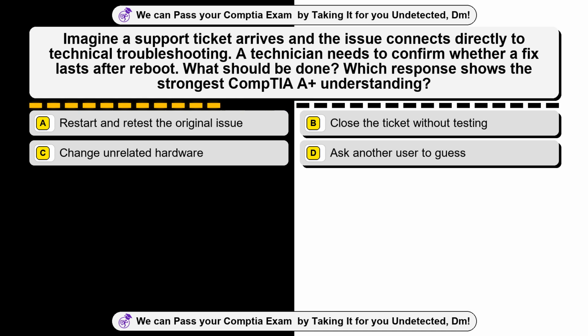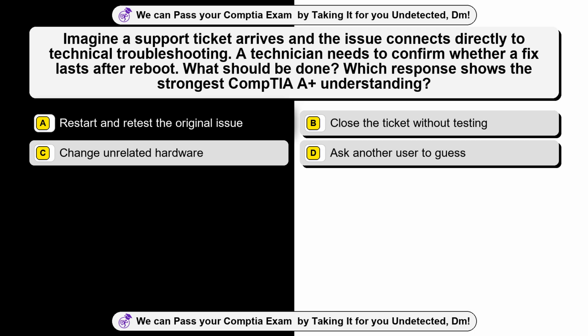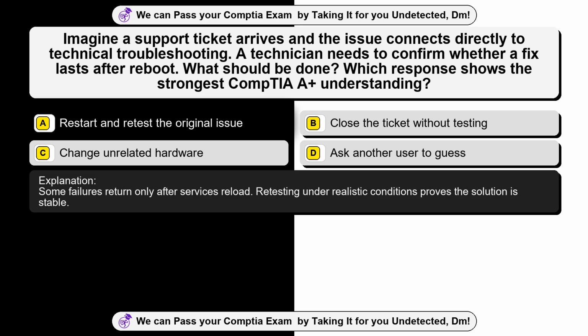Option A, restart and retest the original issue. Option B, close the ticket without testing. Option C, change unrelated hardware. Option D, ask another user to guess. The correct answer is option A, restart and retest the original issue. Some failures return only after services reload. Retesting under realistic conditions proves the solution is stable.